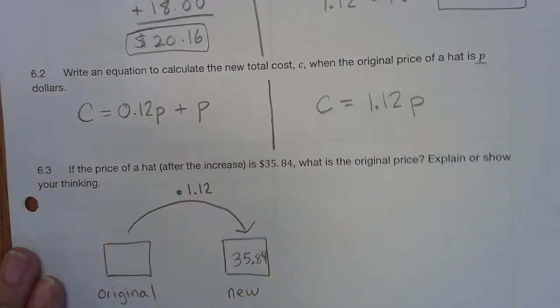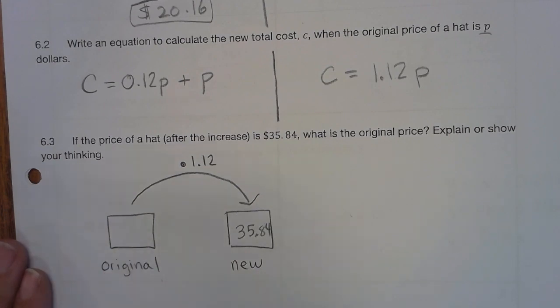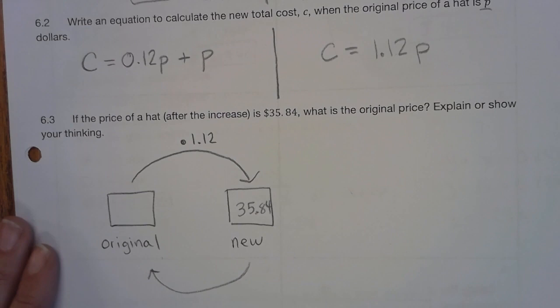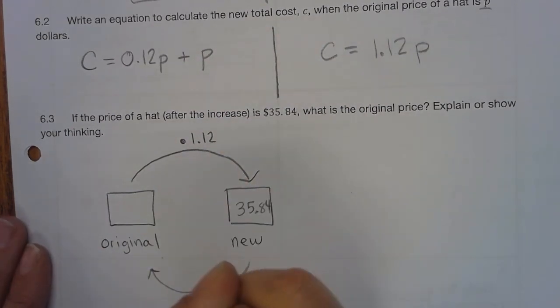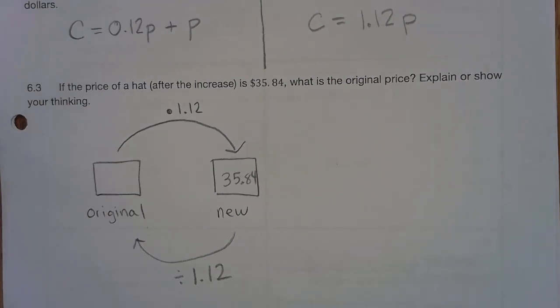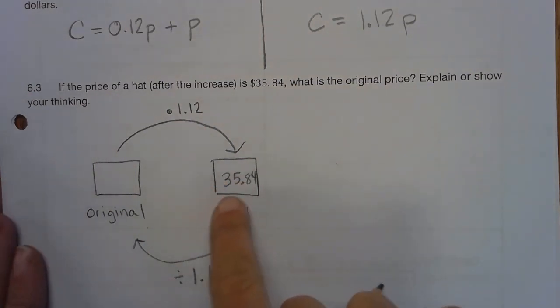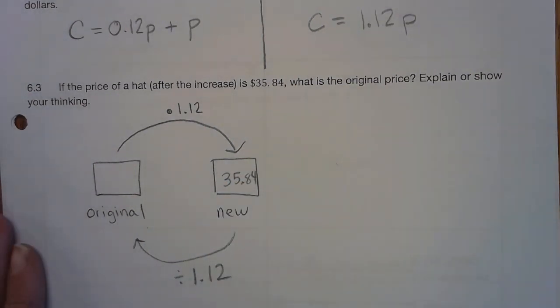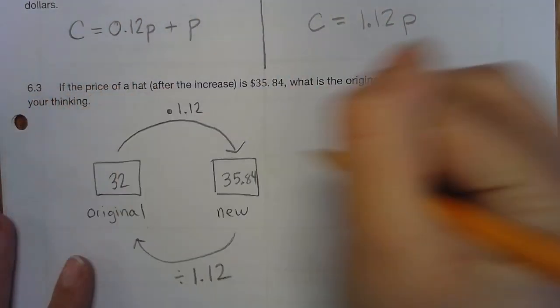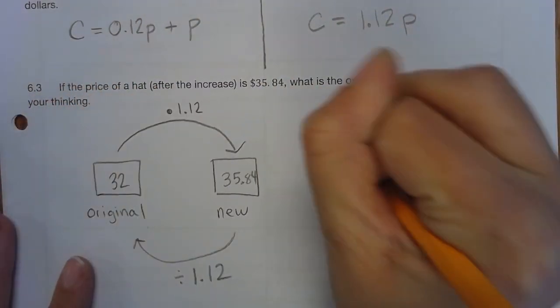You can write that equation, but you do have to recognize that when we're trying to find the original, the way to do it is to find that constant of proportionality and then divide by it, right? Because you're working backwards, doing the opposite, going backwards in the proportional relationship. So if you do 35.84 divided by 1.12, you're going to get $32, which is the answer.